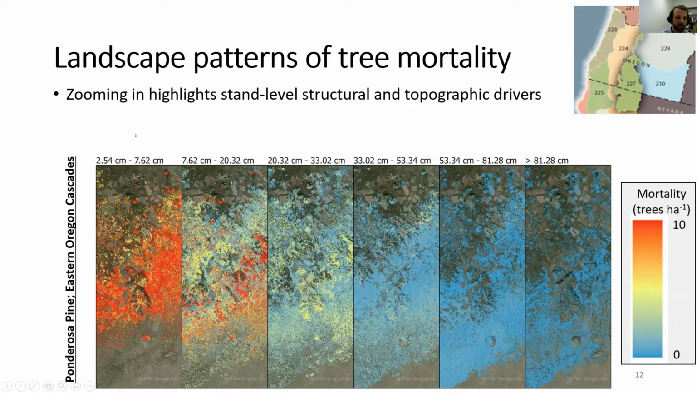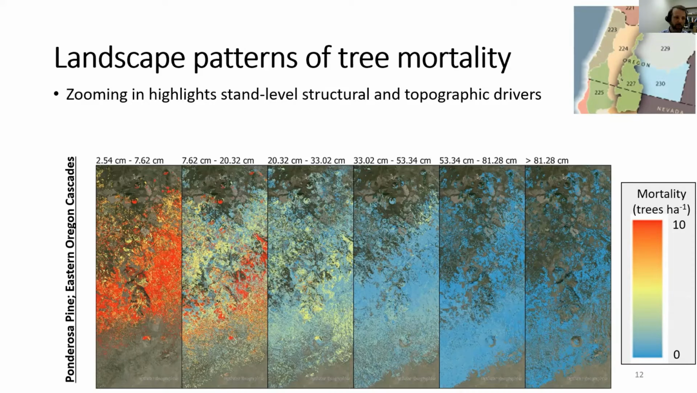From the leftmost are smaller trees, and it gets bigger as we go to the right. So lots of red on the left-hand side, right? There's higher numbers of trees potentially dying, higher probability, higher estimated number that should die in the smaller trees, and then it becomes very blue as you go to the right. So most of the trees dying that have a risk of dying are in the smaller diameter classes, but still there are interesting spatial patterns that you can see cropping out in these maps.